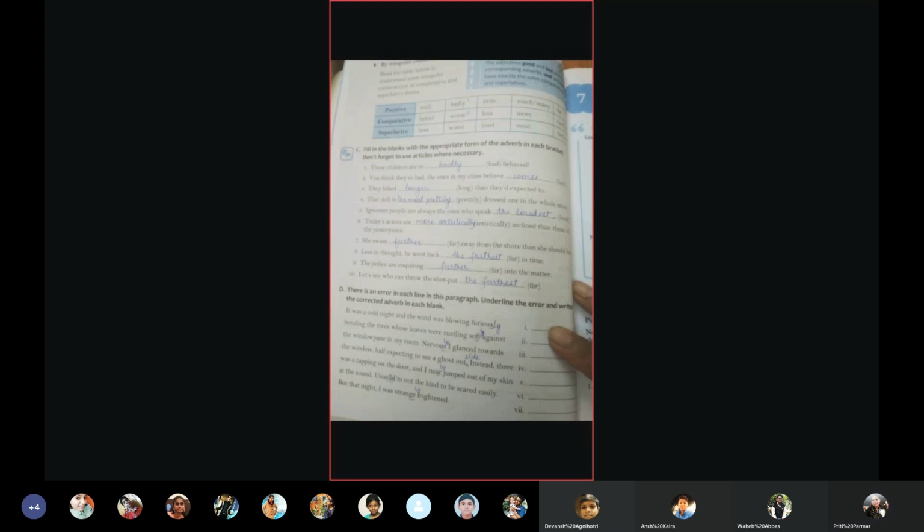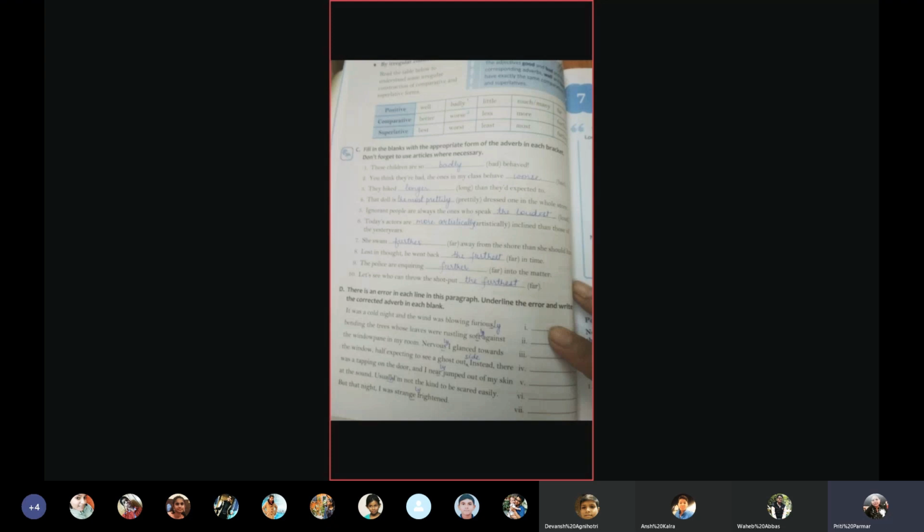Next, today's actors are more artistically inclined than those of the yesteryears. Artistically, more artistically. Number 7, she swam further away from the shore. Number 8, lost in thought, he went back the farthest in time. Number 9, the police are inquiring further into the matter. Number 10, let's see who can throw the shot put the farthest. So out of these 4, 6, 8, 10, you'll do in your copy.